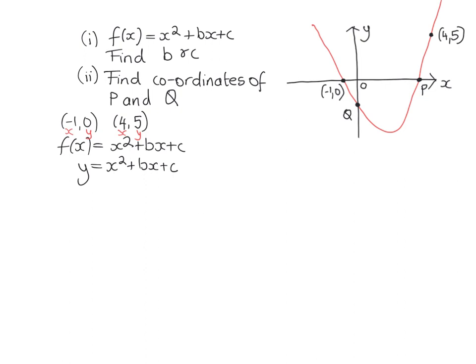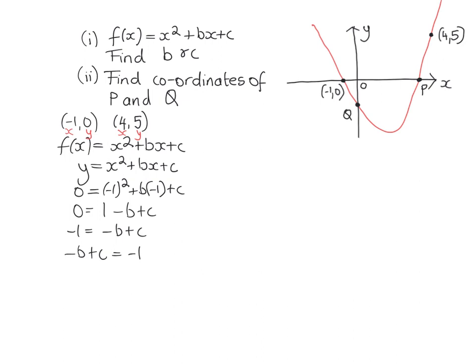So when you sub that in, it's going to become 0 is equal to minus 1 squared plus b times minus 1 plus c. So we'll get 0 is equal to 1 minus b plus c. So this will end up being minus 1 is equal to minus b plus c. So we'll get minus b plus c is equal to minus 1.